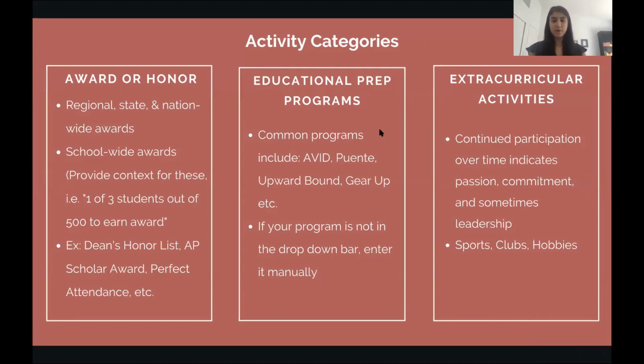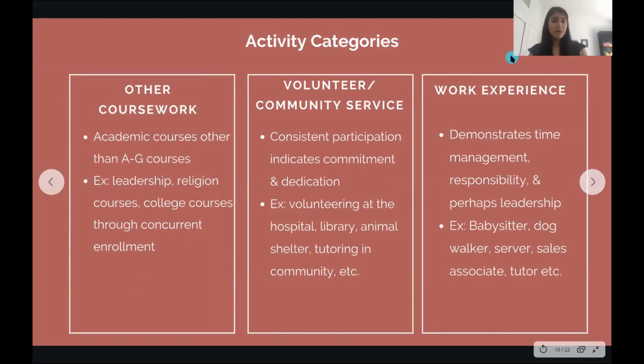Then you have educational prep programs. If you've been part of AVID, Puente, Upward Bound, Gear Up, those will go under here. If your program's not listed in the drop-down bar, enter it manually. Most of the time they will be listed, especially for the UC app. For extracurricular activities, this is your sports, your clubs, things you've been part of at school, your hobbies. Continued participation over time indicates passion and commitment. So wisely select which extracurriculars you want to put in, and put in the ones that you've spent the most amount of time on.